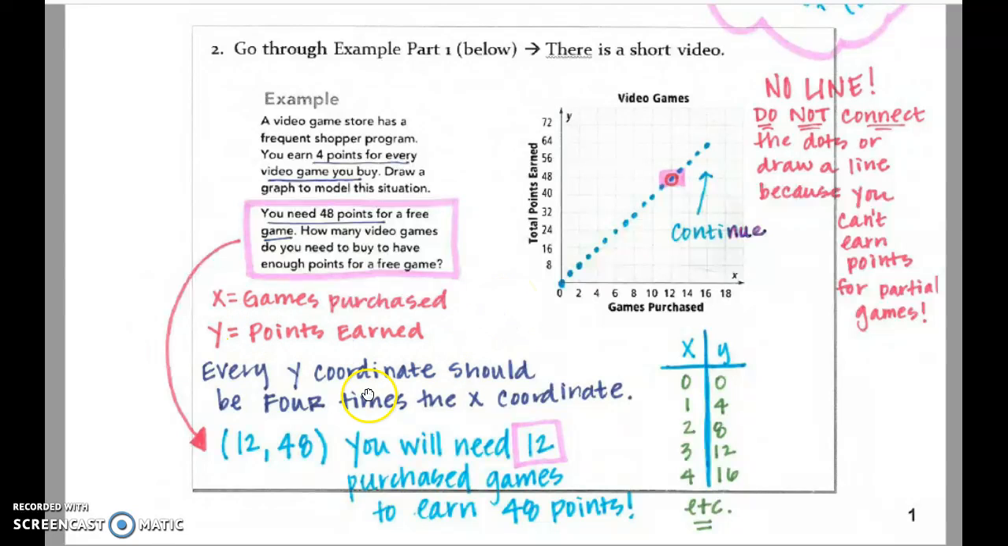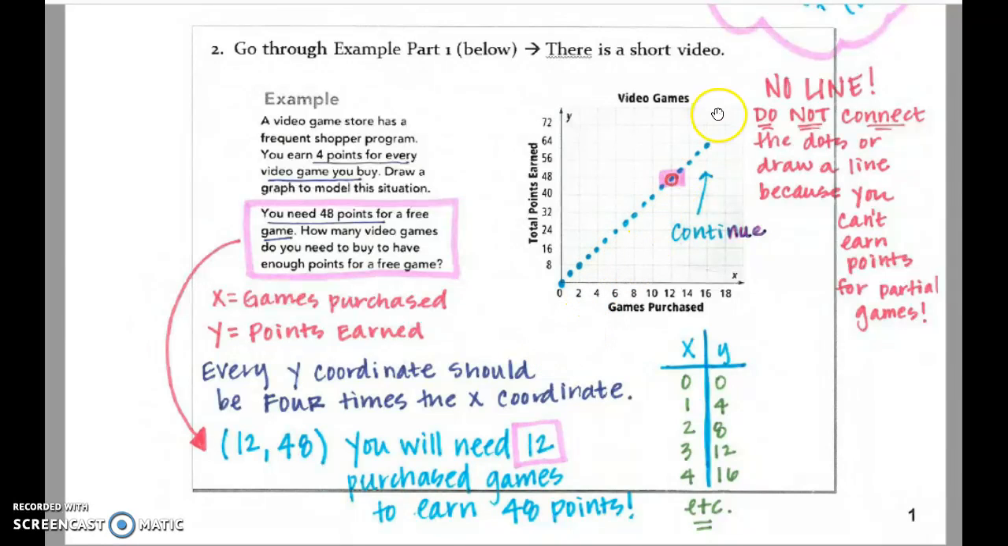Now remember, every y-coordinate should be 4 times the x-coordinate. So I made a little chart over here. You have x's are 0, 1, 2, 3, 4, etc. And y's are counting by fours because you earn 4 points for every game. So I graphed the point 0, 0. Aha! Also a proportional relationship because it does start at the origin 0, 0. You don't earn any points unless you purchase a game. So you have 0, 0, 1, 4, 2, 8, 3, 12, 4, 16, etc.